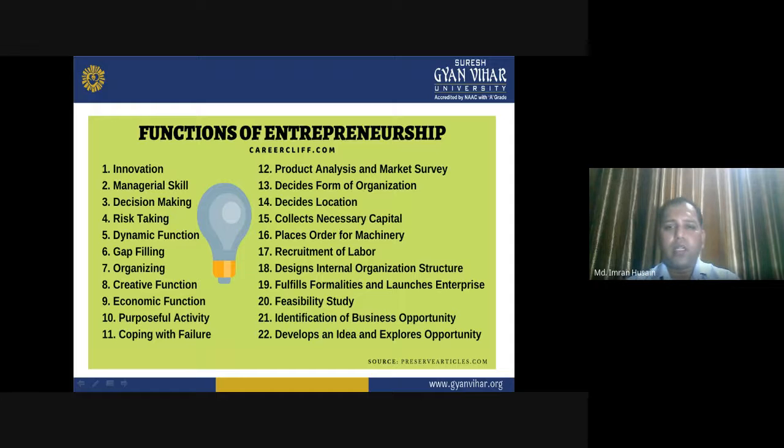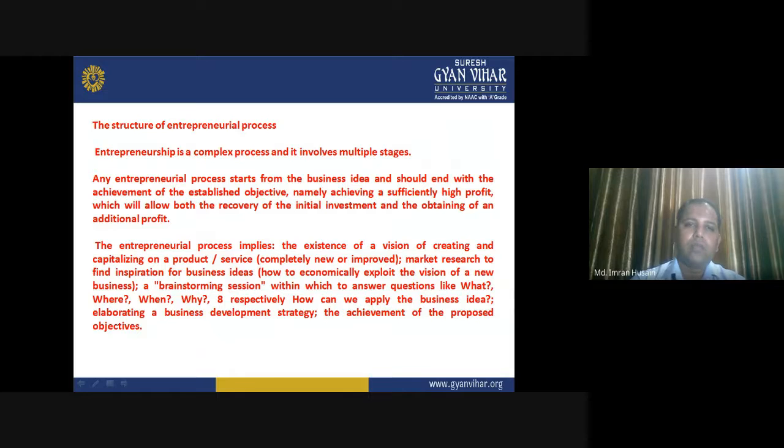Product analysis and market survey, decides form of organization, decides location, collects the necessary capital, places orders for machinery, recruitment of labor, designs internal organization structure, fulfills formalities, and launches an enterprise, feasibility study, identification of business opportunities, develops ideas to explore opportunity. The structure of the entrepreneurial process.